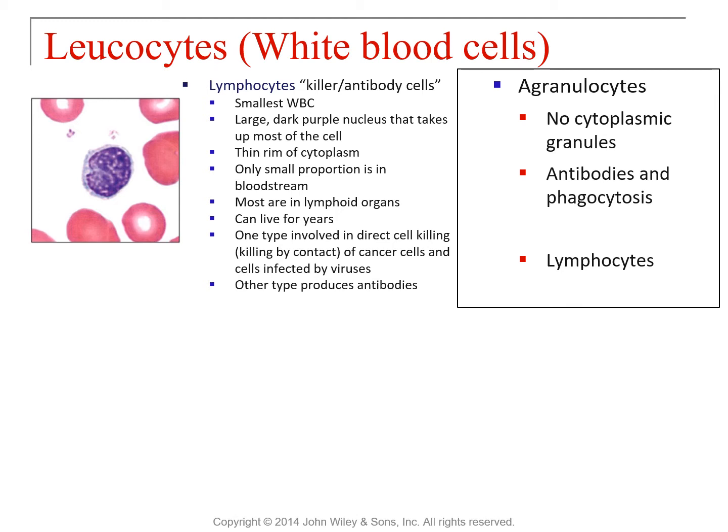So the cytotoxic T cells are involved in direct cell killing of cancer cells and cells infected by virus, and the B cells will produce antibodies after maturing into plasma cells.